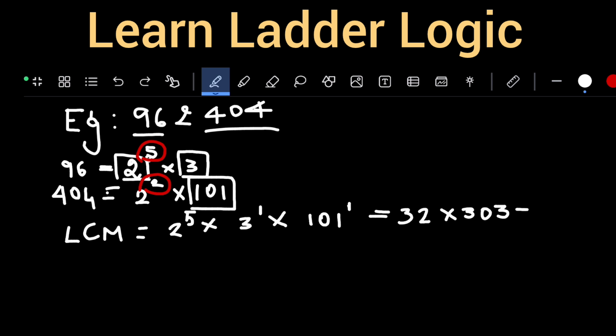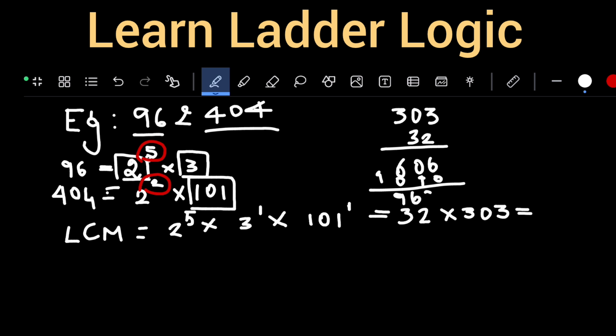Okay, so 303 into 32. 606, 0, 3 9 0 9, and adding all these numbers, 9696. So I'm just writing 9696. 9696 is our LCM. Now let us find the HCF.